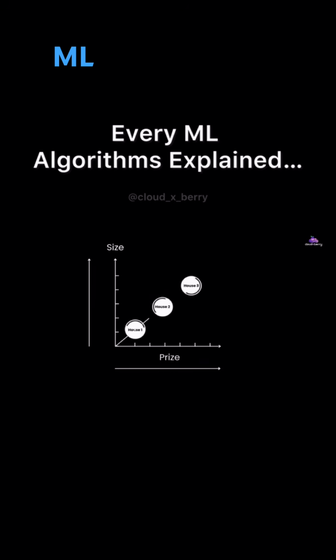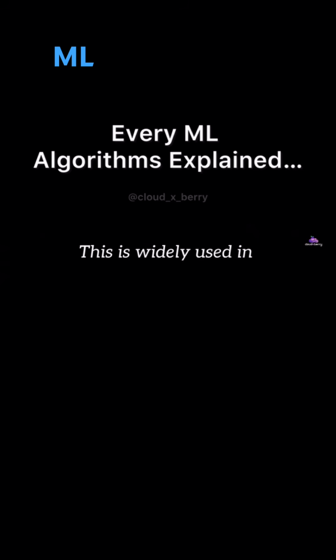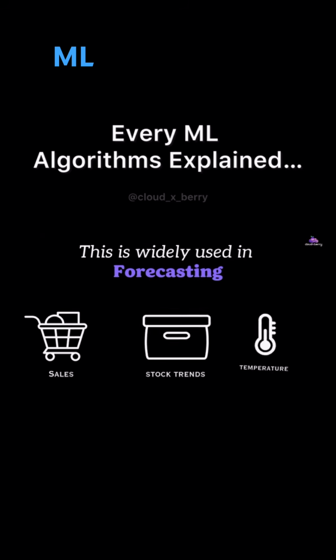Linear regression draws a straight line through those points in such a way that the overall error between the predicted values and actual values is minimized. That line becomes your model. Now, if a new house comes in with a specific size, you can use that line to estimate its price. This is widely used in forecasting, like predicting sales, stock trends, or even temperature changes over time.